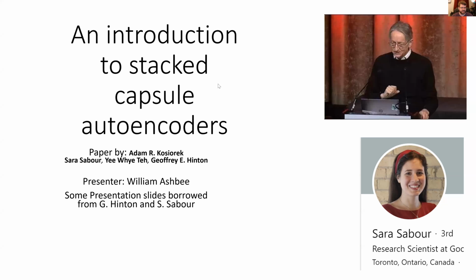Okay. So this is an introduction to stacked capsule autoencoders. I just want to point out that I borrowed one slide from Hinton and several slides from Sabour for the sake of time.